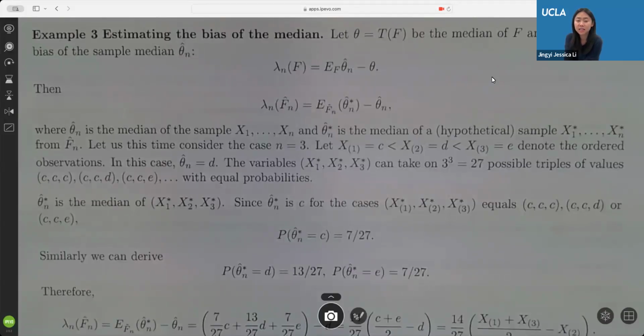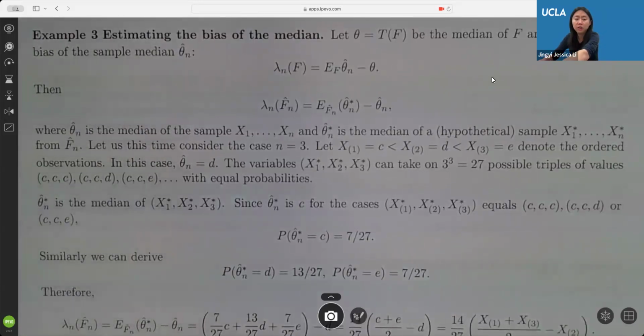Since we consider the median, this median can be C for how many cases? You can enumerate, right? If it's C, then you must have at least 2 C in your triple, so the total number of possibilities is 7 out of 27. With such a probability, your hypothetical sample median takes C. Similarly, it takes E, the maximum, with the same probability, 7 over 27. And it takes D, the middle one, with the remaining probability, 13 over 27.